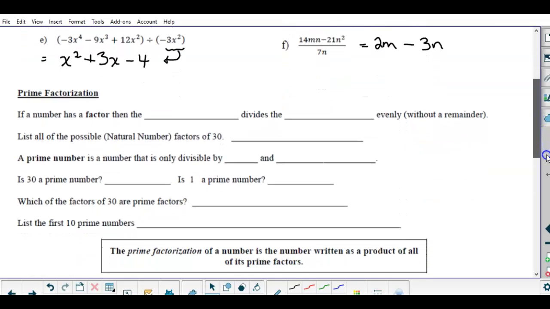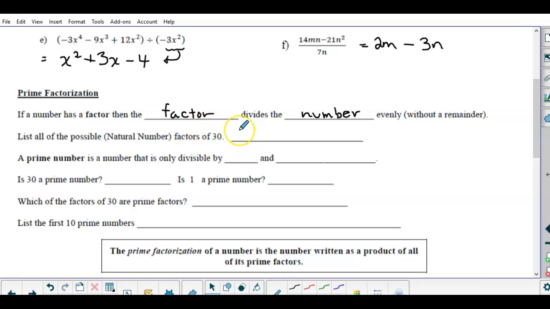Okay, so next thing, to help us really with tomorrow's lesson, we want to think about prime numbers and prime factoring numbers. So if a number has a factor, then the factor divides the number evenly without a remainder. So list all the possible natural number factors of 30.